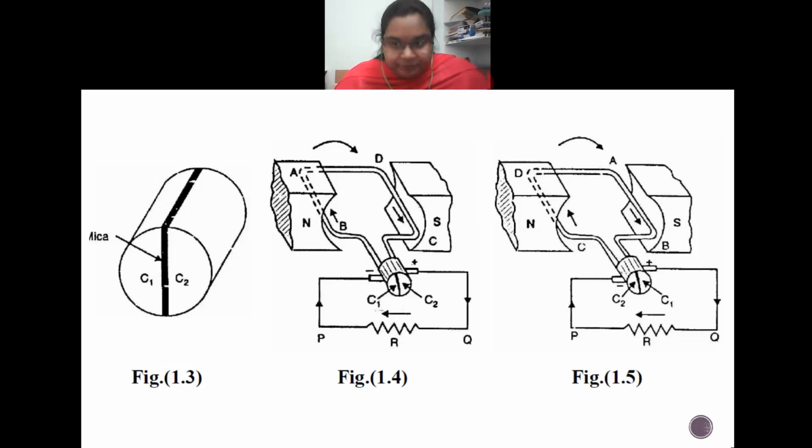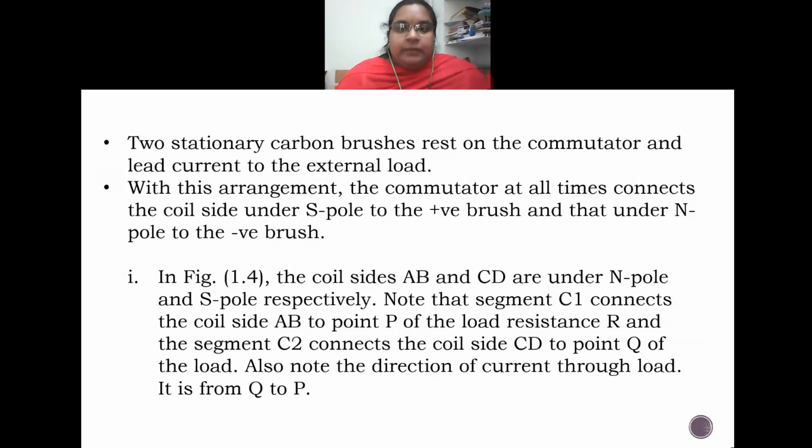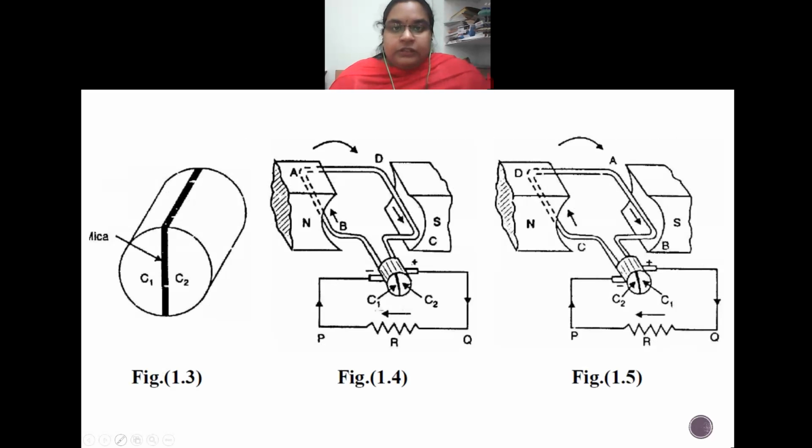Now, two stationary carbon brushes rest on the commutator and lead the current to the external circuit. These small squares which you are seeing are nothing but the brushes. This is the brush, this one and this one. These two are the brushes. These are made of carbon, so they are called carbon brushes. These two brushes collect the current from the circuit and lead it to an external device.